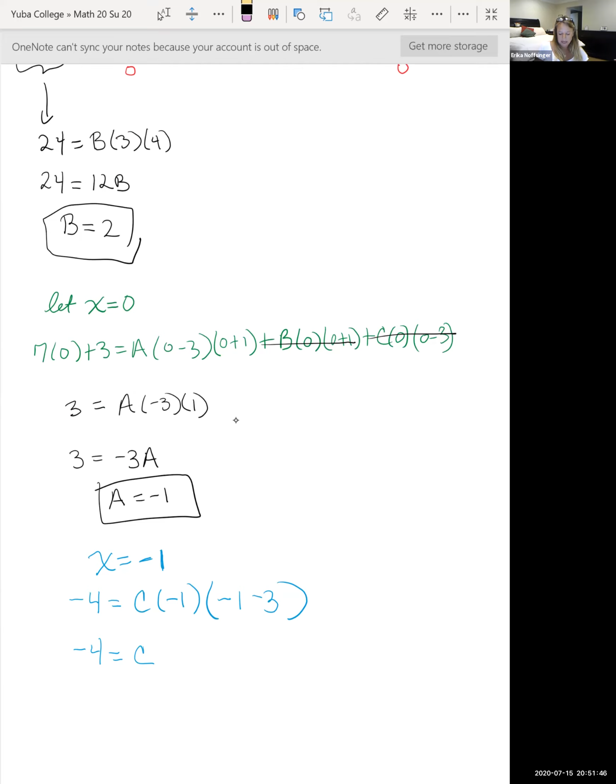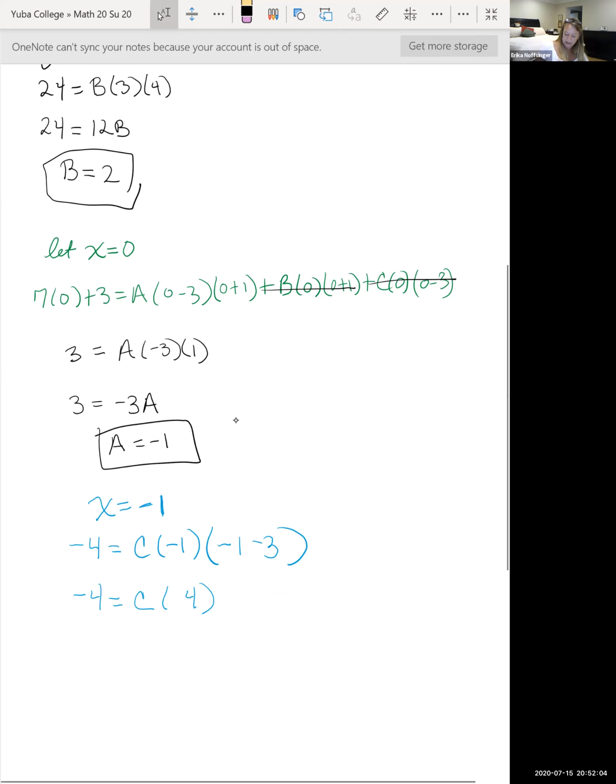Negative 4 times negative 1 out front is positive 4. Divide both sides by 4, we get c equals negative 1, which is also the value we got for c up there.